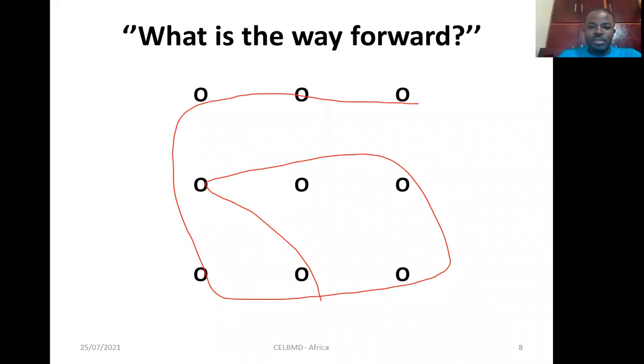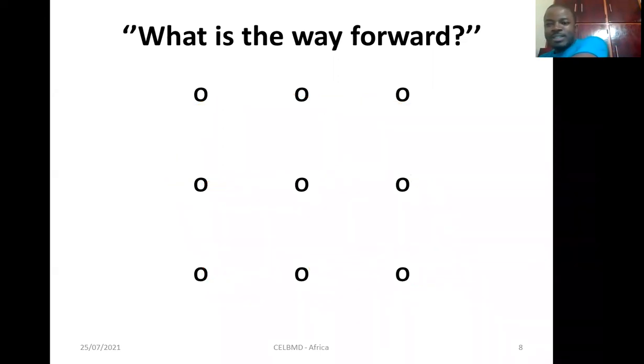1, 2, 3, 4, 5. That's more than 4 lines. 1, 2, 3, 4, 5, 6. That's actually 6 lines. What we have on the screen is 6 lines.